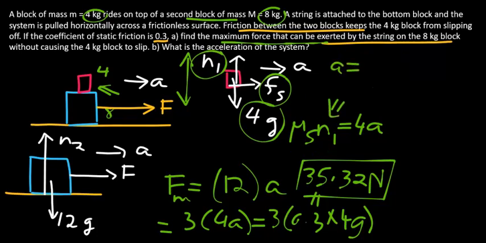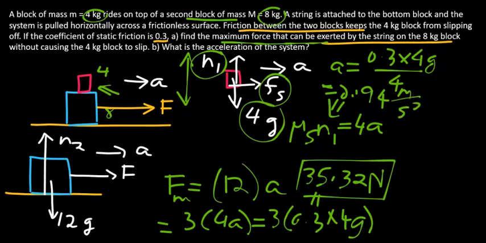The acceleration can be determined from this equation. Acceleration is mu sub s, which is 0.3, times N1, which is 4 times gravity, divided by 4, which will give you a value of 2.94 meters per second squared. And that solves the problem.